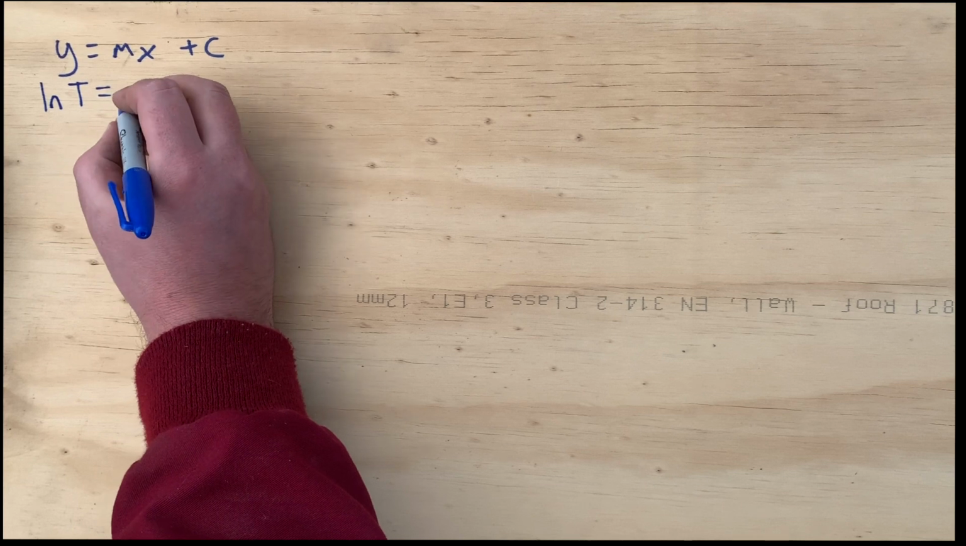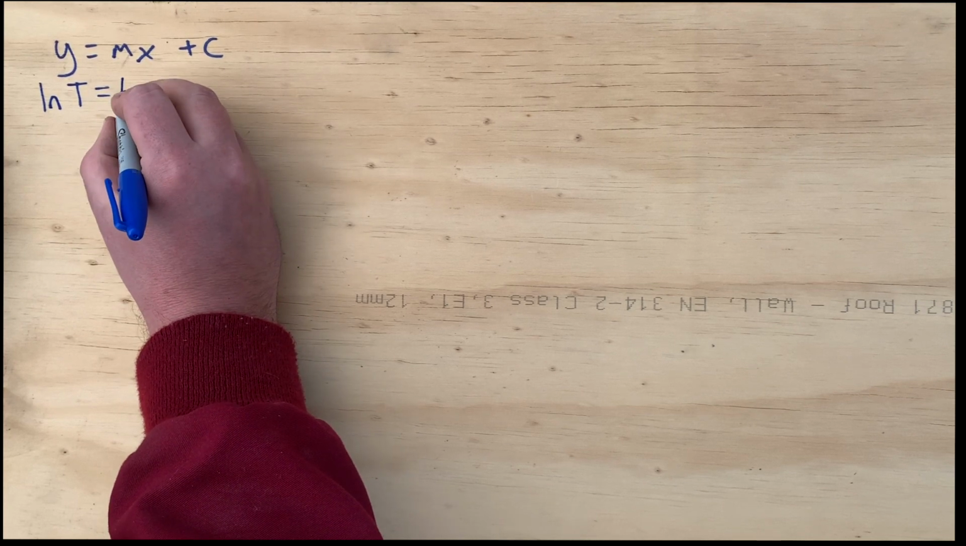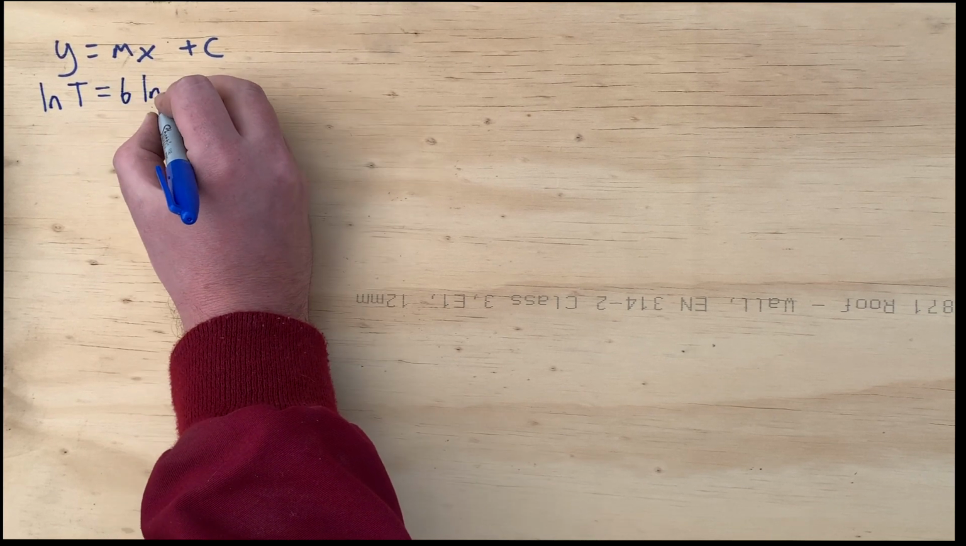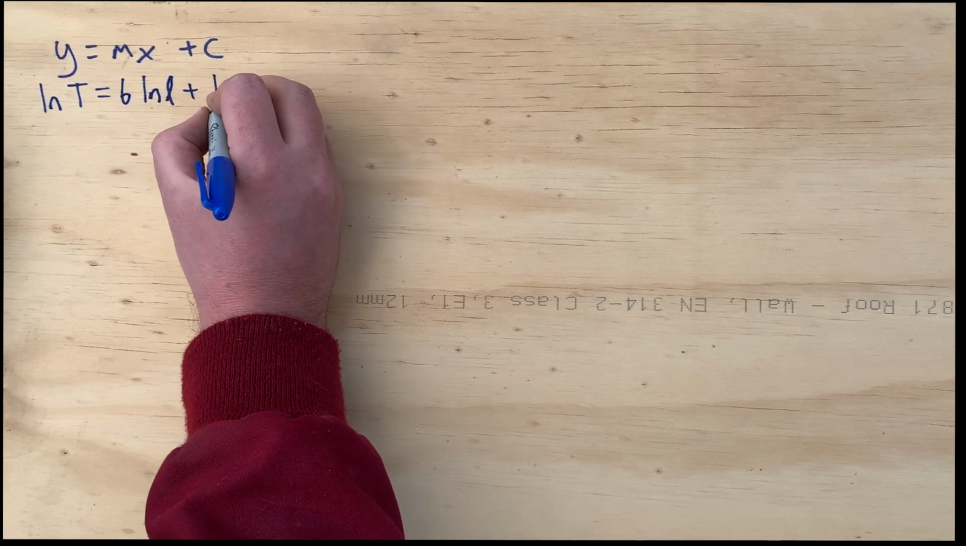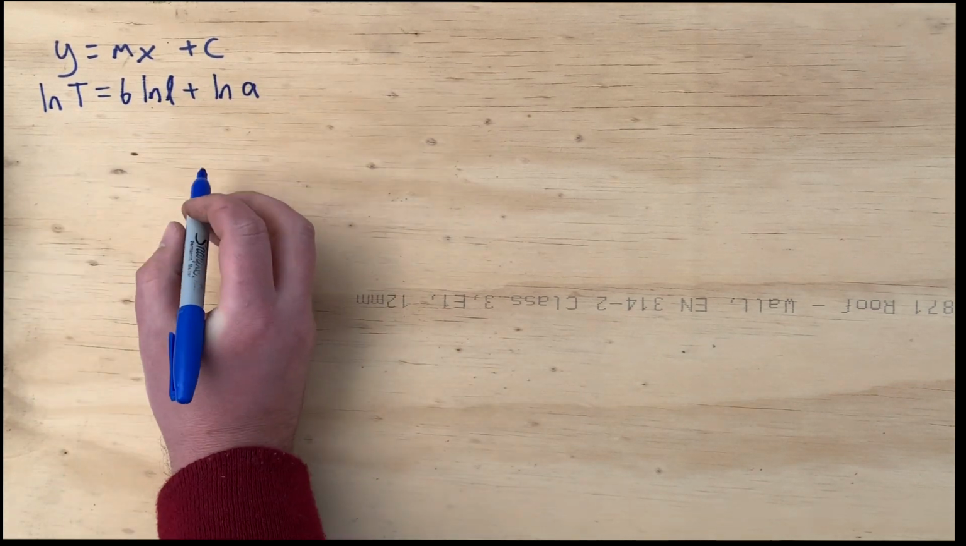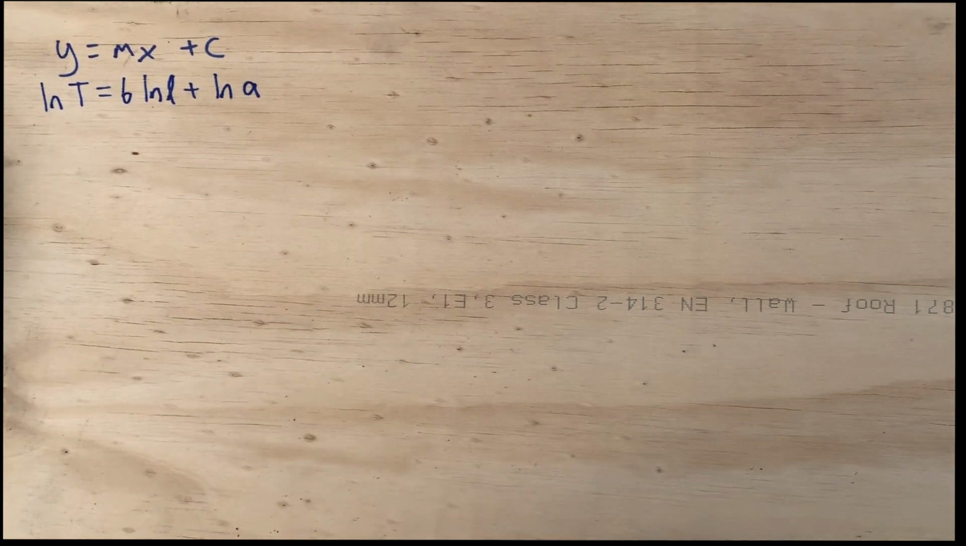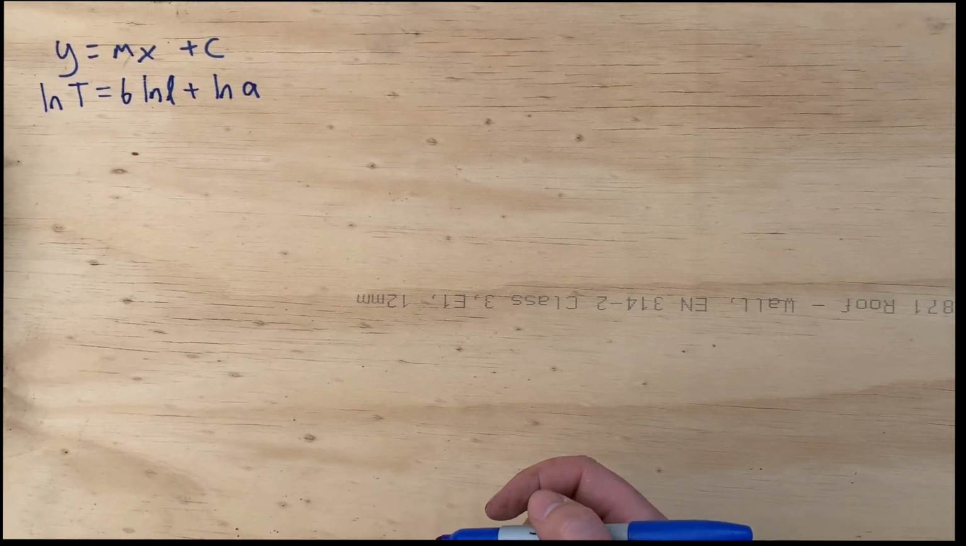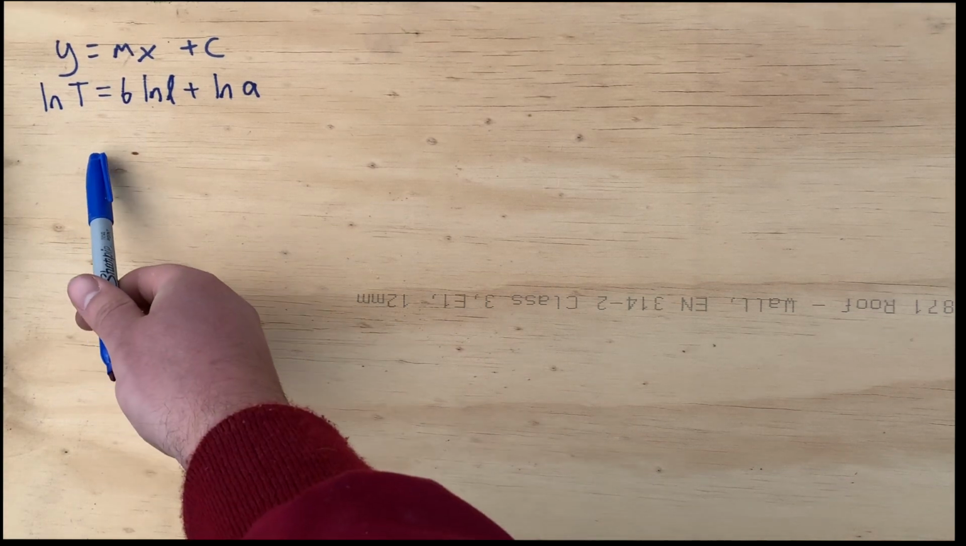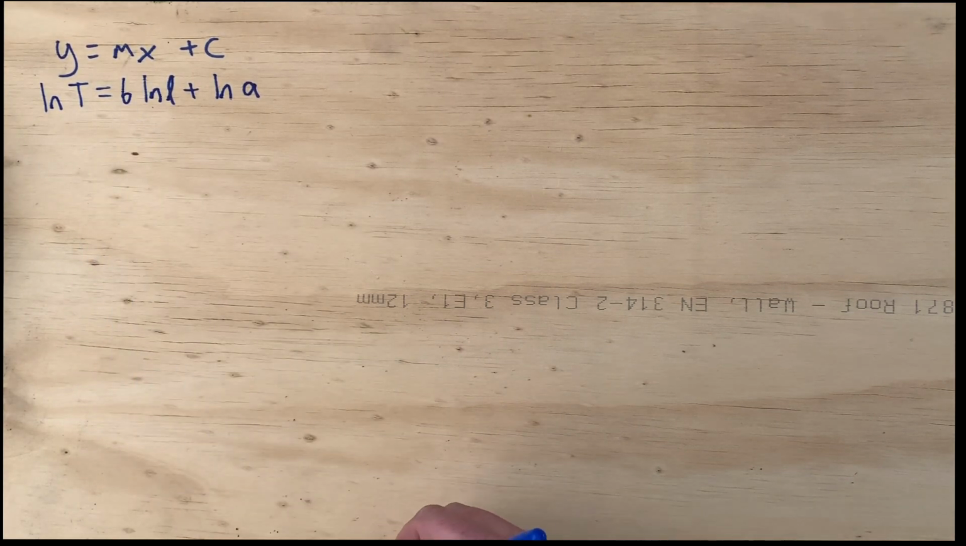So the natural log of T is equal to b times the natural log of L plus the natural log of A. So this is our formula, and we're going to try and prove this, try and find out what A and B are by plotting a graph. So in order to do that, we're going to need some data. We haven't got any data yet. So now is the time when we do the experiment.